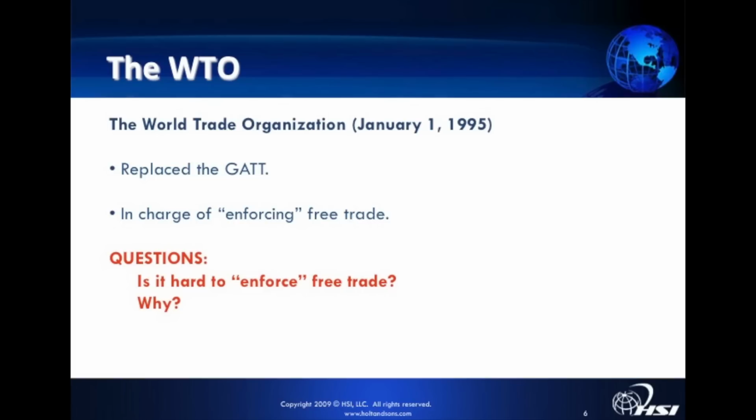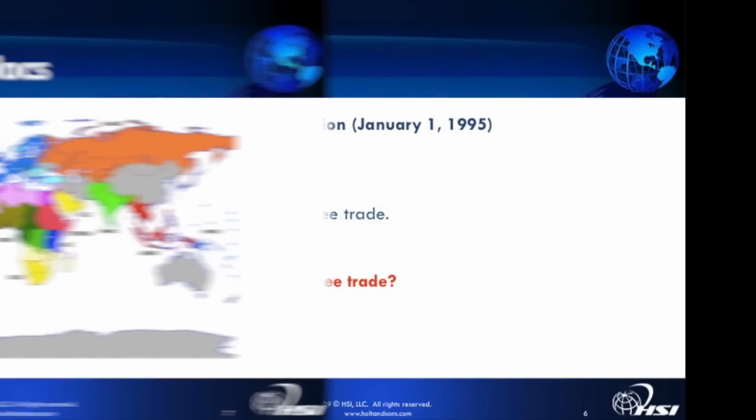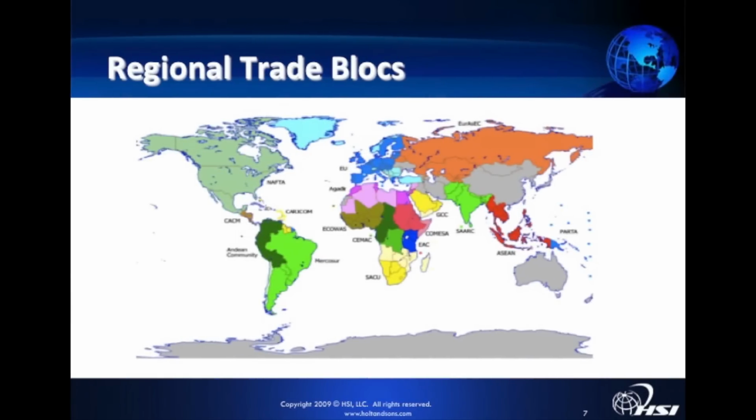For example, at the end of 2010, one of the major goals was, how do we include Russia as a member of the WTO? They're not a signatory at this point. So be careful when you're talking about the WTO. Now, the WTO is a worldwide trade organization. There are also regional trade blocs or even bilateral agreements.